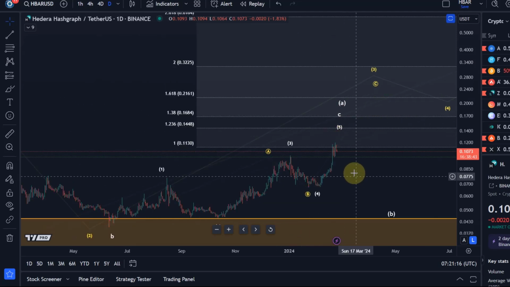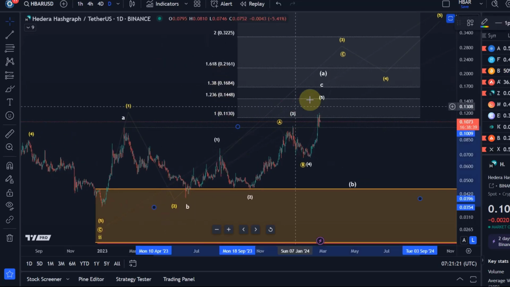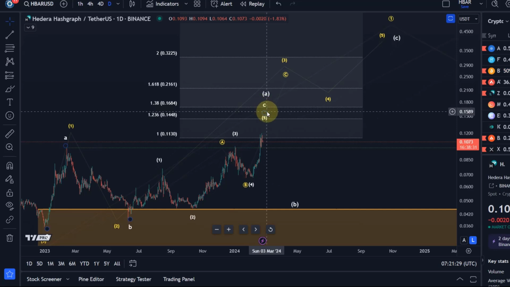But also, if we push higher, it would allow for the yellow count to play out. In the yellow count, I would ideally like to see the price get to the 16.8 cent level or higher, because that's the 1.38 extension.